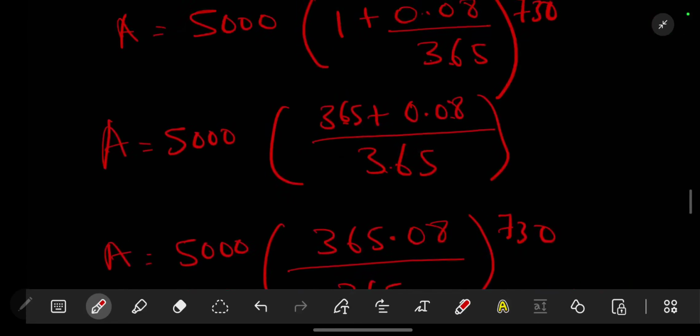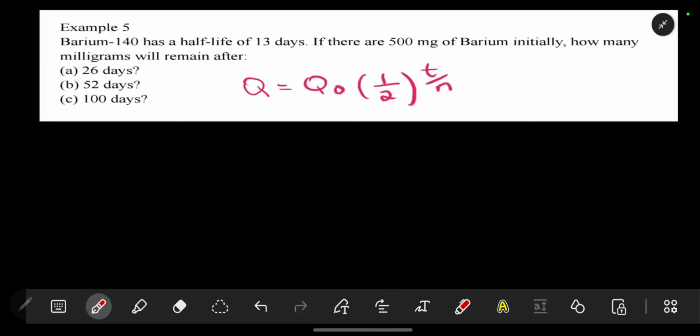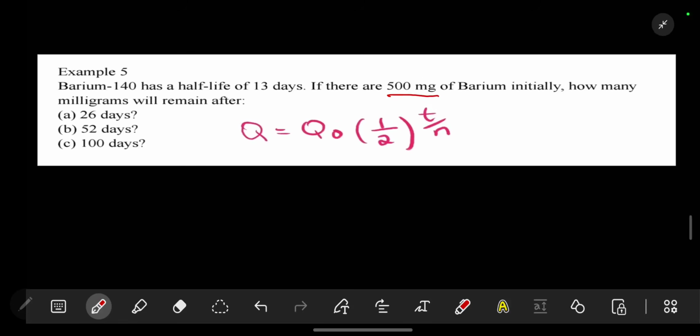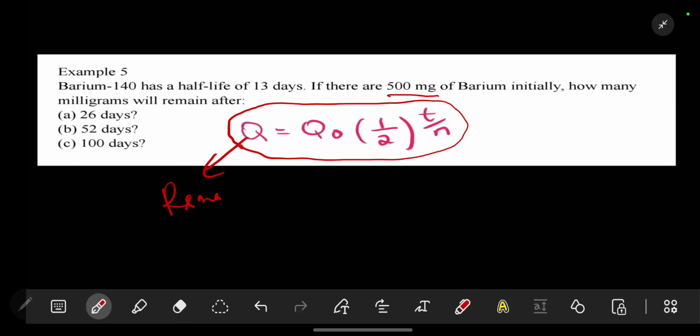Let's move on to our next problem. Let's say we have barium-140 with a half-life of 13 days. If there are 500 milligrams of barium initially, how many milligrams will remain after 26 days? We have this as our formula. Know what it means: Q is the amount that is remaining, and Q0 is the original, just think of O as the original or the initial.